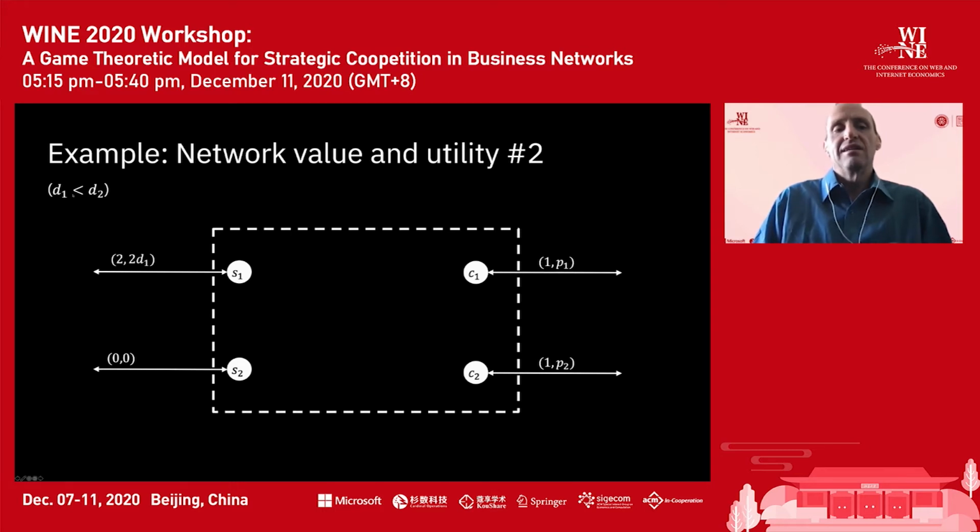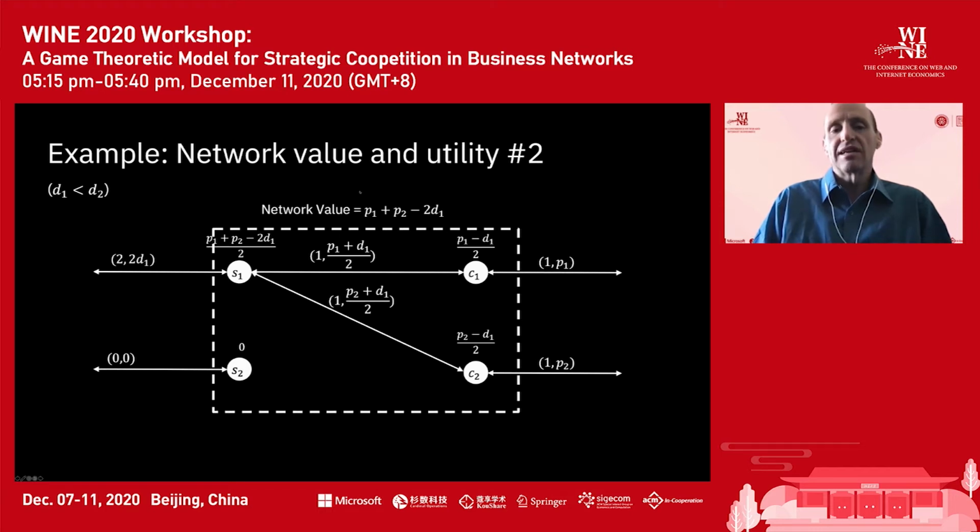So say D1 is smaller than D2, then it makes more sense, from a network value perspective, for S1 to transport both goods. So both C2 and C1 contract S1 to transport the goods. And now the network value is P1 plus P2 minus 2D1, which is greater than before because D1 is less than D2. And again, say they each respectively divide the value between themselves, and this results in S1 getting a much larger value and S2 getting no value. And of course, this is not the only way to divide the value between the participants.